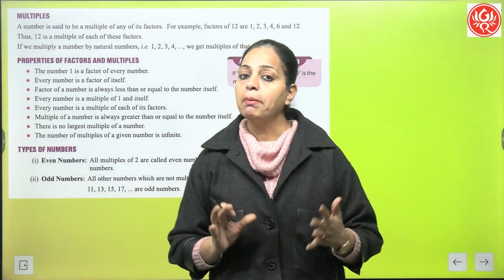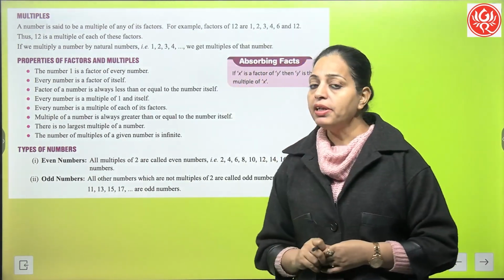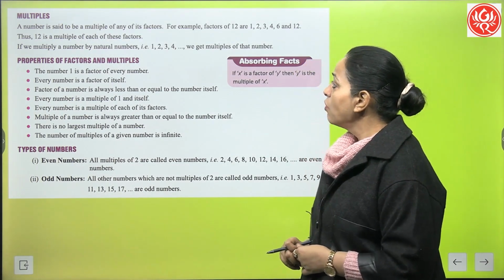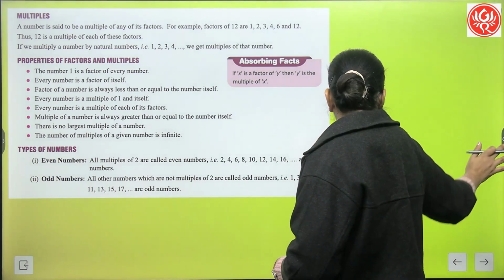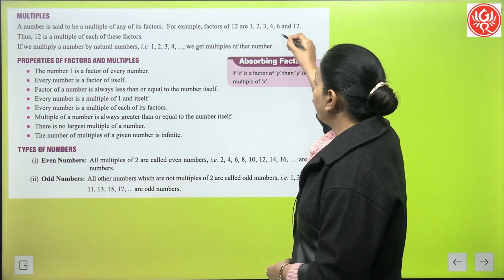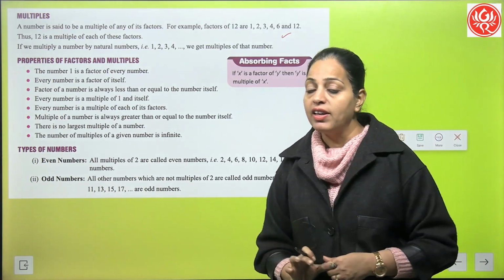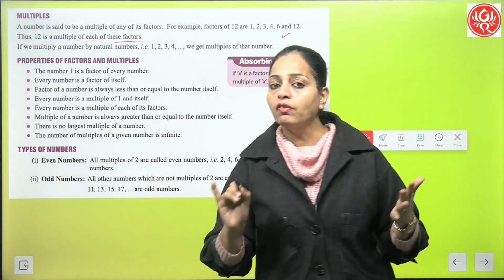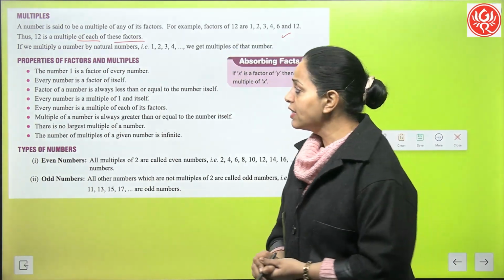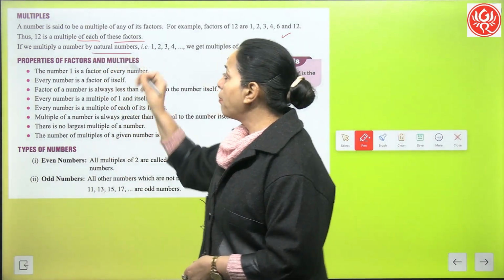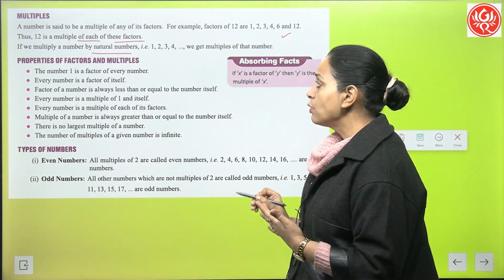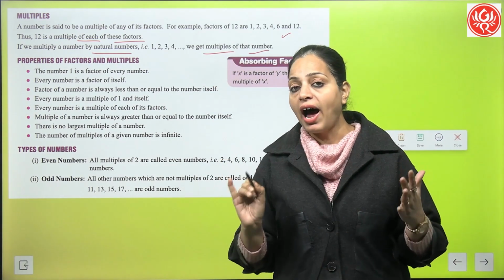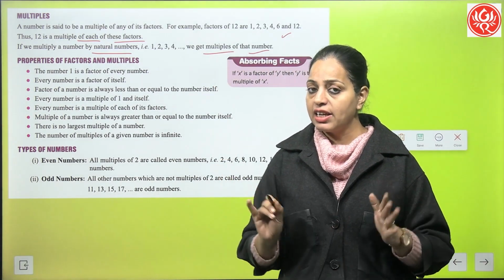अब हम बात करते हैं multiples की. A number is said to be a multiple of any of its factors. For example, factors of 12 are 1, 2, 3, 4, 6 and 12. Therefore, 12 is a multiple of each of these factors, right? So if we multiply a number by natural numbers, meaning 1, 2, 3, 4, we get multiples of that number. Okay, is this clear to you?